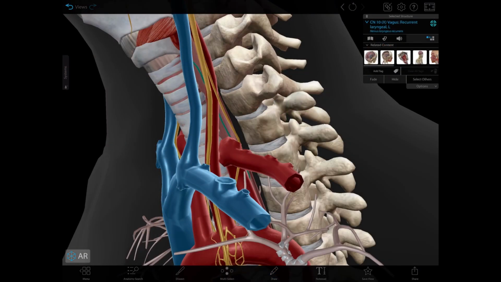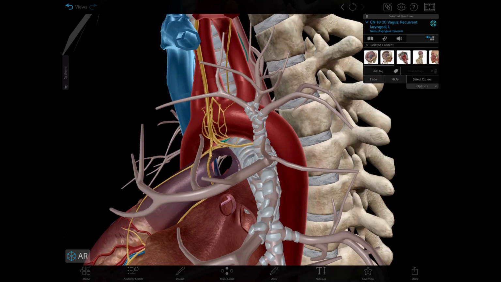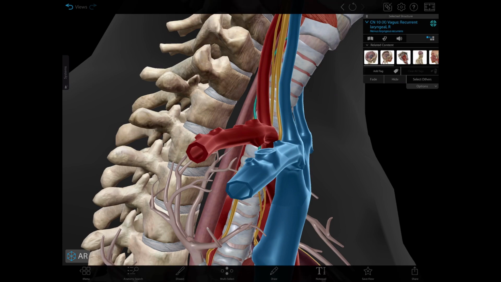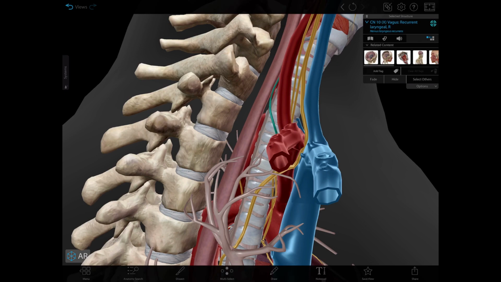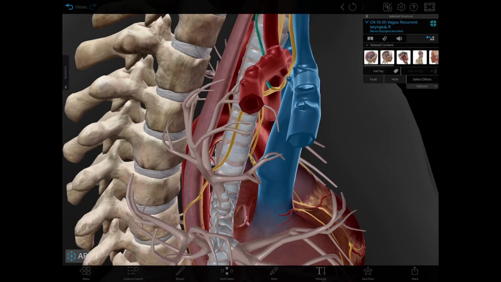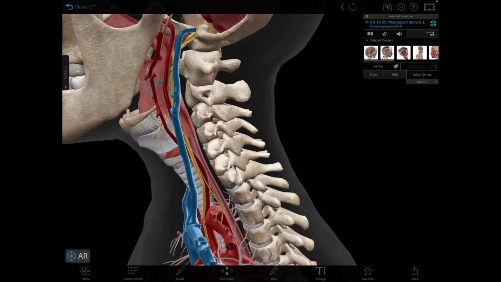Another branch is the right and left recurrent laryngeal. For example, this one we're seeing here is going to be the left recurrent laryngeal nerve, and this one curves around the inferior aspect of the aortic arch. Meanwhile, the right recurrent laryngeal branch, which is the one we're seeing right here in blue, curves around the inferior aspect of the right subclavian artery, close to its origin.